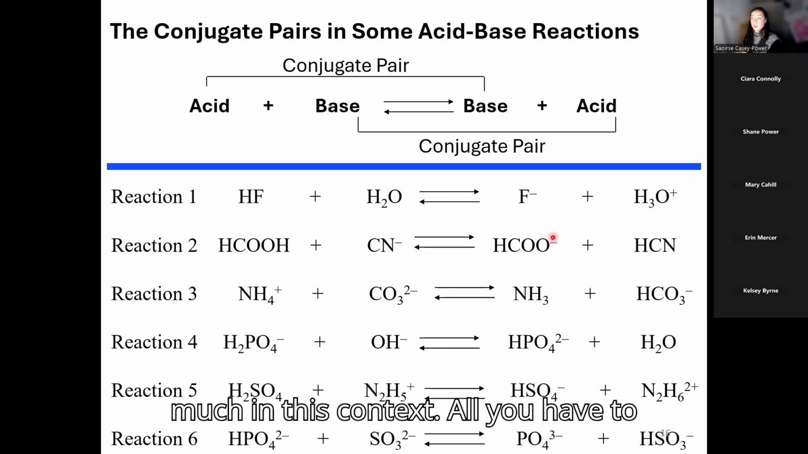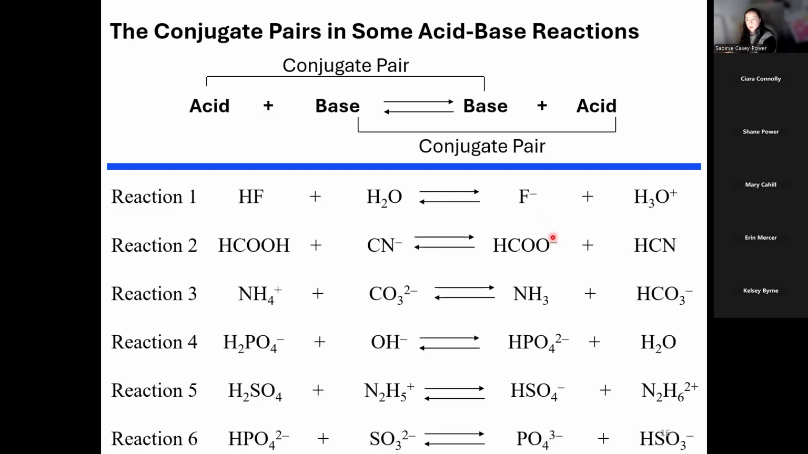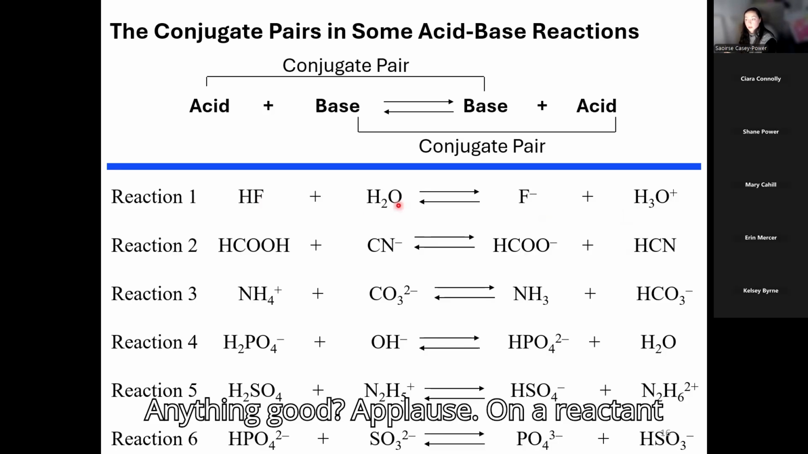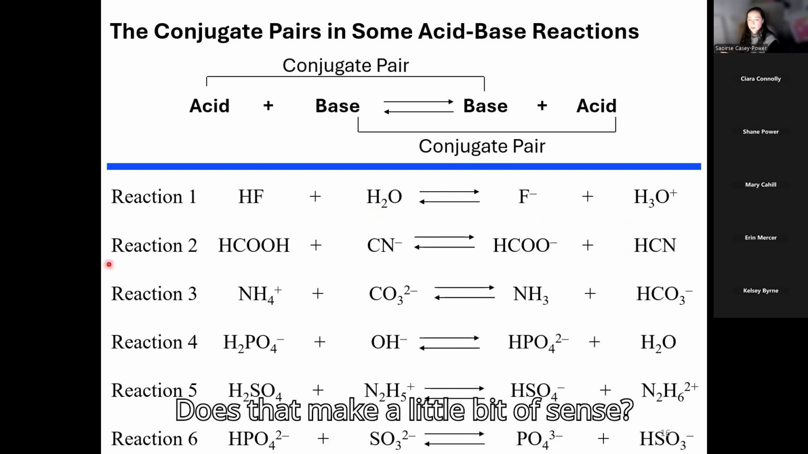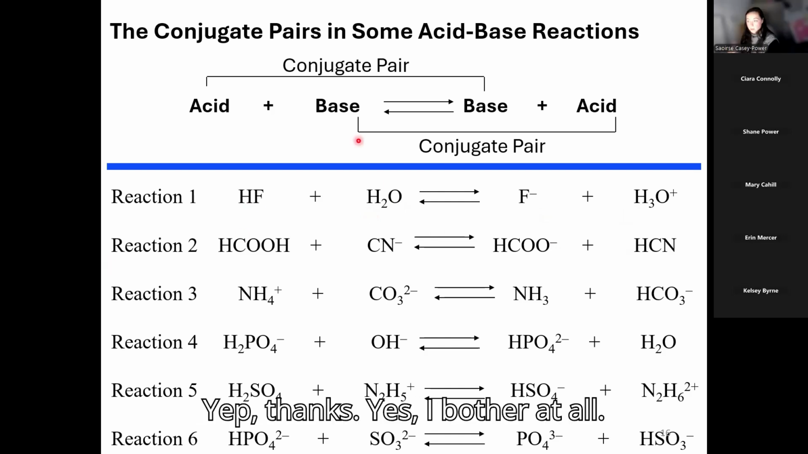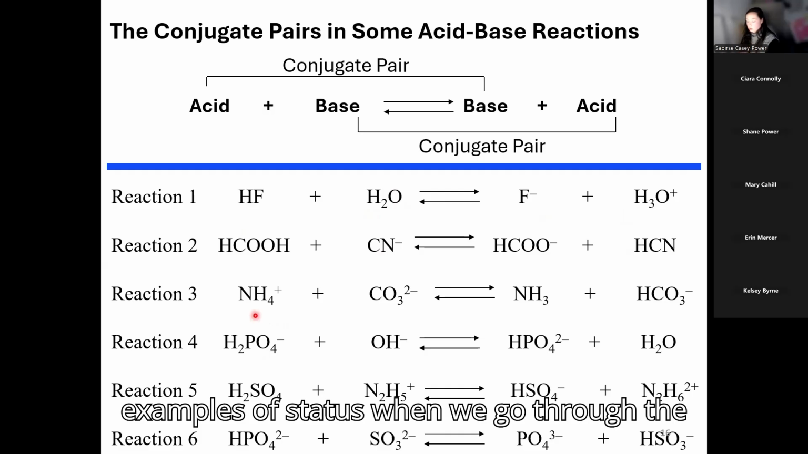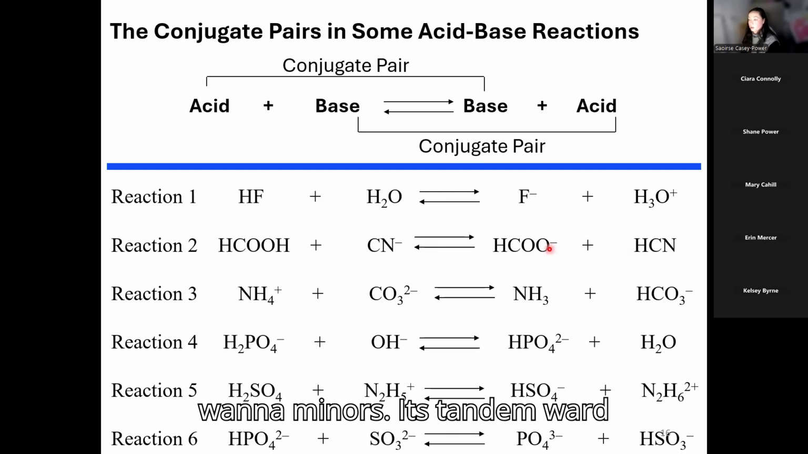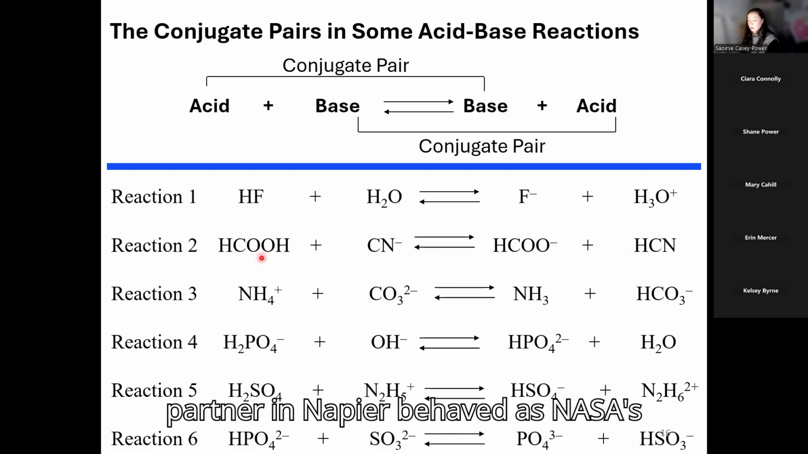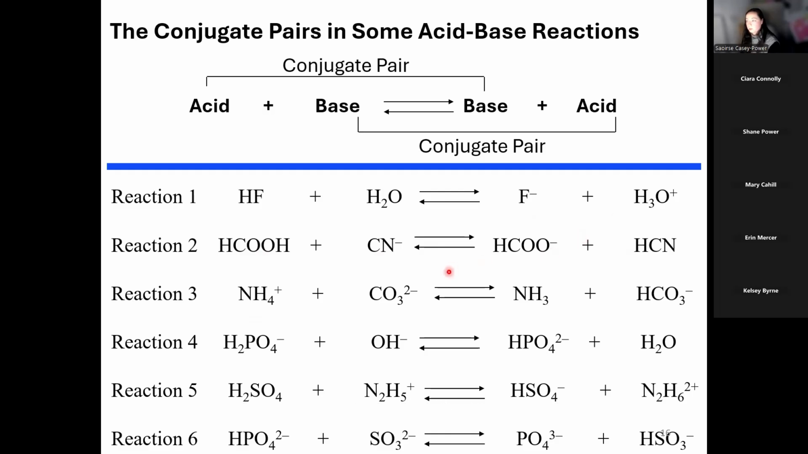In this context, all you have to look out for is that anything that's negatively charged has donated a proton, so it behaves as an acid, basically. Anything with a plus on a reactant side behaved as a base. Does that make a little bit of sense? Yeah, thanks. No bother at all. I might pull up a couple of examples of this when we go through the questions, but just so you're aware, anything with a minus, its partner in that pair behaved as an acid. Anything with a plus, its partner behaved as a base. All right.